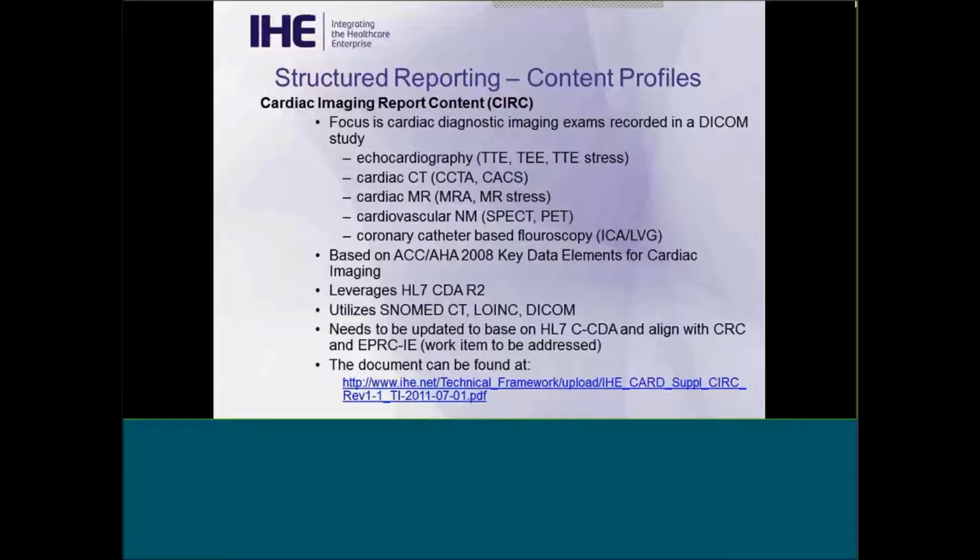This is available for implementation, and there's also consideration within the domain committees of potentially upgrading this to align with the CRC and EPRC and the HL7 consolidated CDA templates. So if there's interest in this type of structured report based on CDA, we would also solicit input on that as a potential work item going forward for the next year.